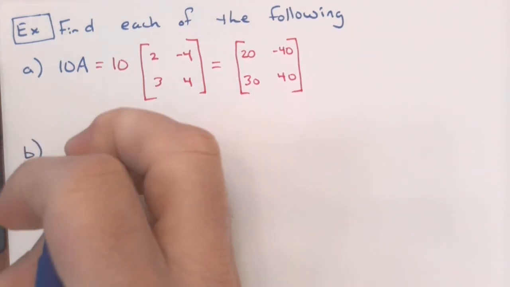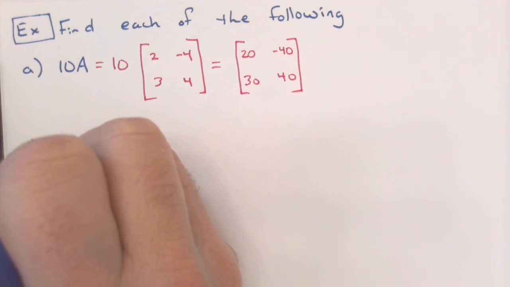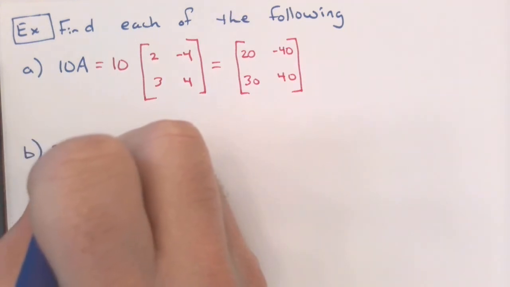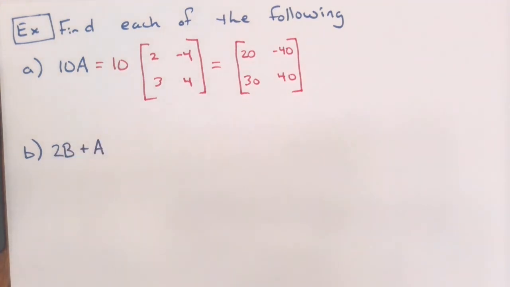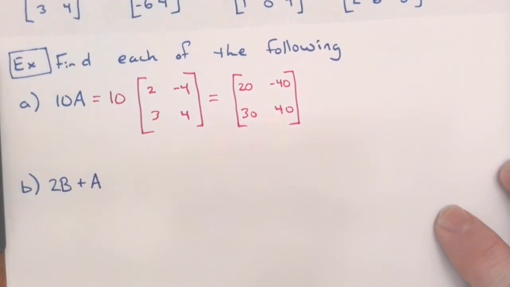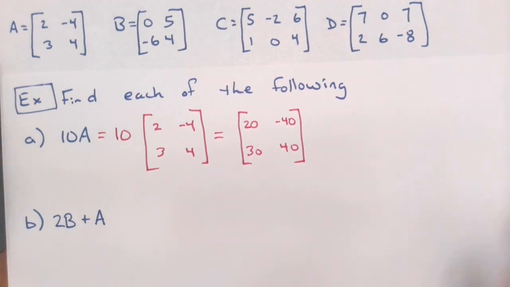You can combine those different operations together into one expression or one problem. So for instance, we could do 2 times matrix B plus matrix A and do that calculation. PEMDAS does hold when you are working with matrices. So we have the operations of multiplication and addition here. We would want to do multiplication first. So we're going to multiply 2 times B first, and then in the next step we would add matrix A to that.